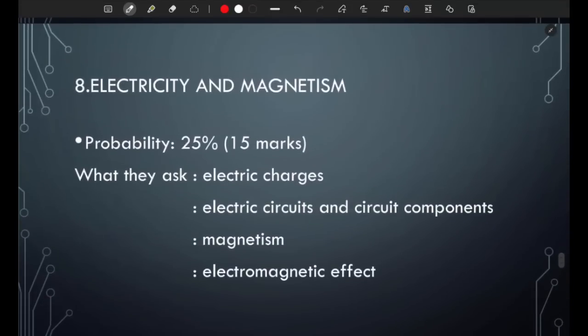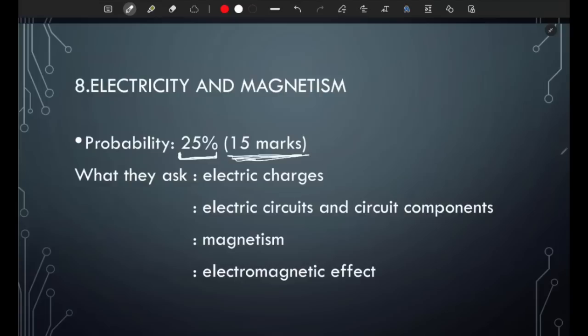Electricity and magnetism. This is the biggest topic. Make sure you truly understand this topic, because this can make or break your grades. We're looking at 25% of the paper, so it's like a quarter of the paper is electricity and magnetism. I can't stress this enough. It takes about 50 marks of the paper.